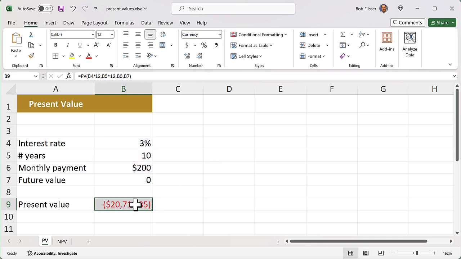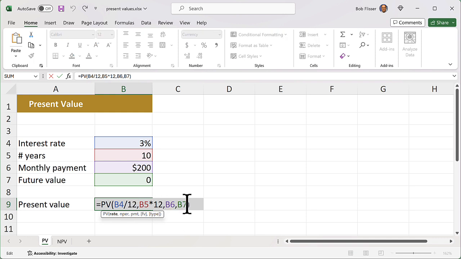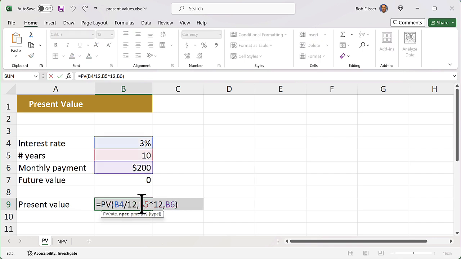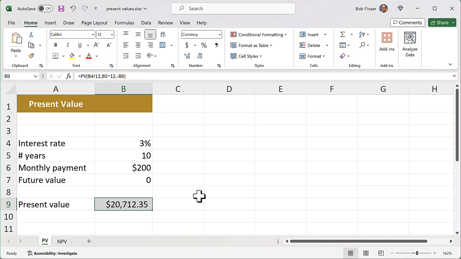Now let me just open this up again for a moment. I'm going to double click that. If I take that optional B7, that 0, and I remove it and enter it, you notice it's the same thing. The result hasn't changed because, as we said, by default, that value is 0. And you notice the number is negative. It's negative because this is a cash outflow. So if you don't like that it's a negative number and you want to make it look positive, a couple of things you could do. Let me just double click that. I could put a minus sign before that monthly payment. So we got that.